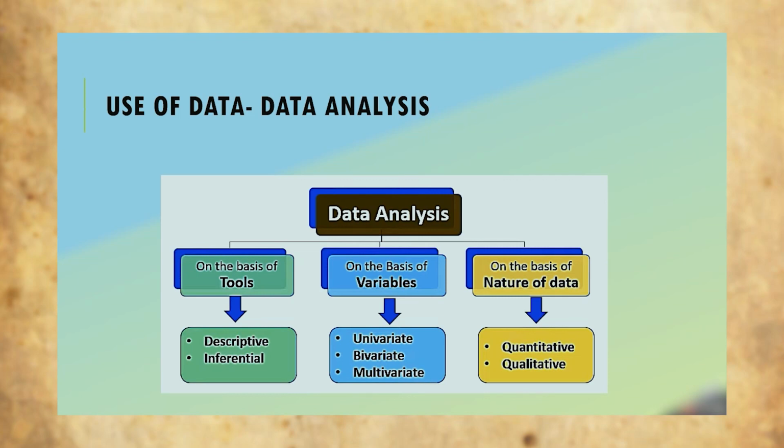On the basis of tools, we have two types of data analysis: one is the descriptive and the other one is the inferential. On the other hand, on the basis of the variables, we have the univariate, bivariate and the multivariate data analysis. And on the basis of the nature of the data, we have the quantitative data analysis and the qualitative data analysis. And when we talk particularly about quantitative data analysis, that means it deals with numbers or statistics.